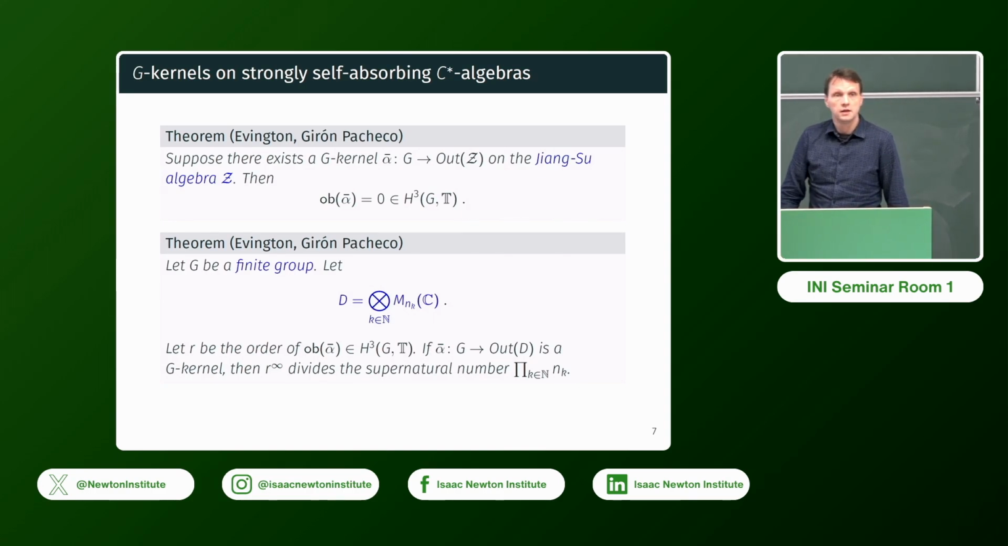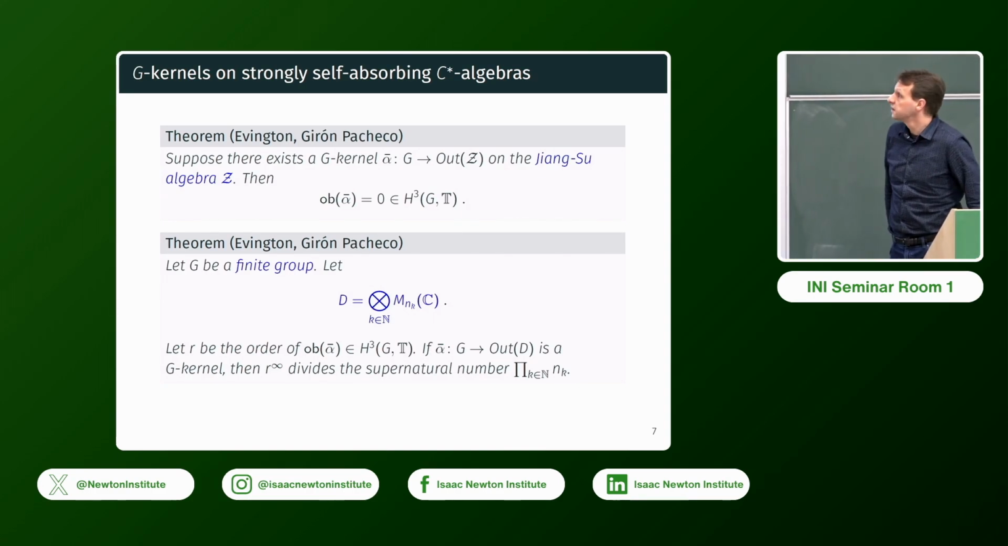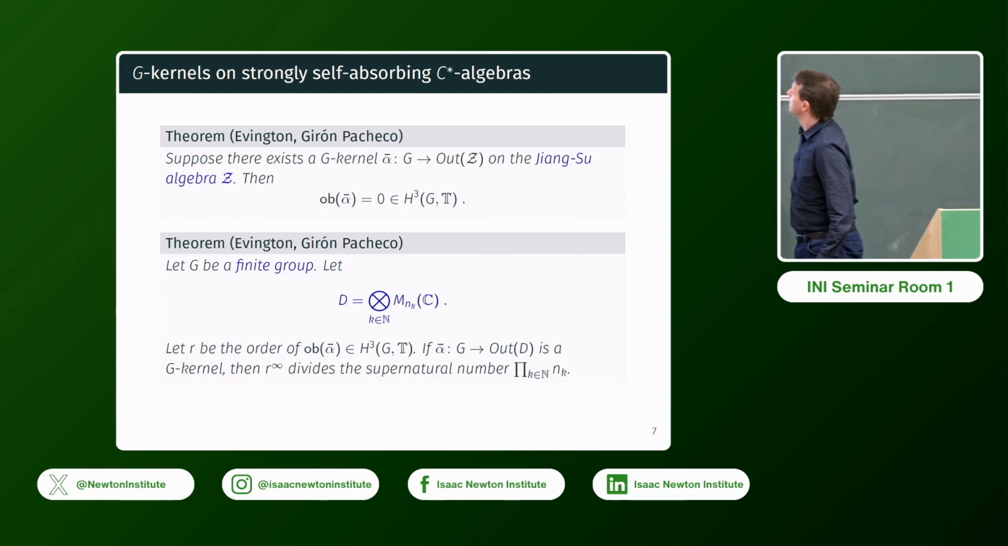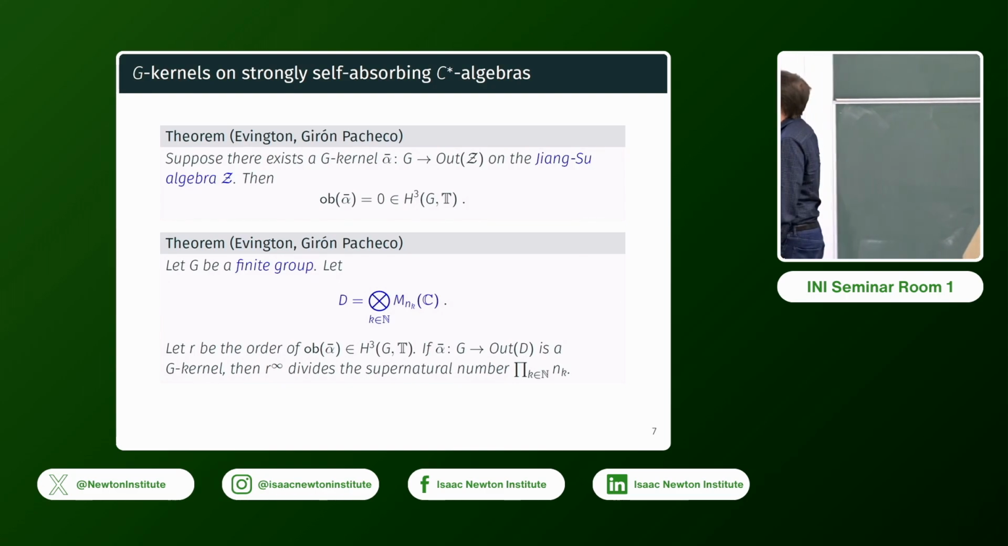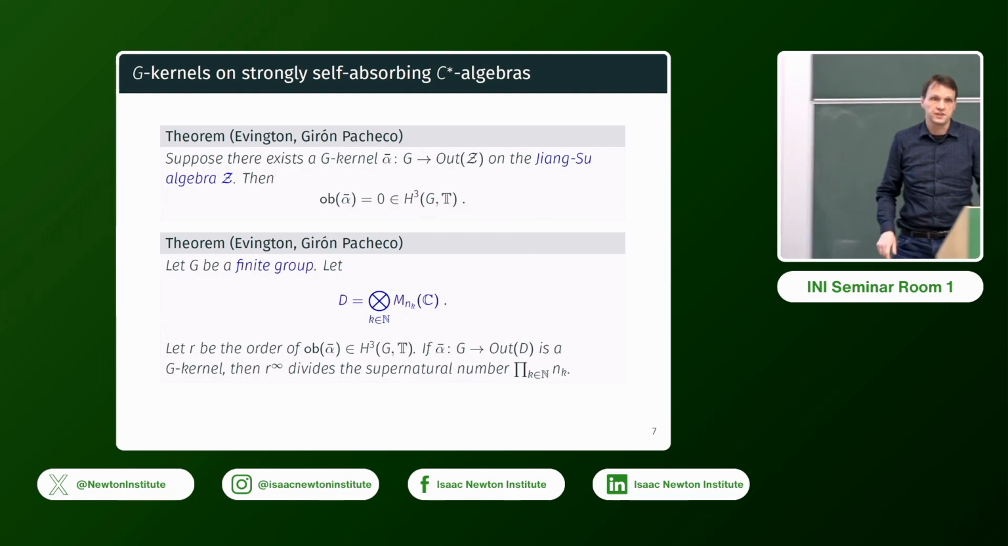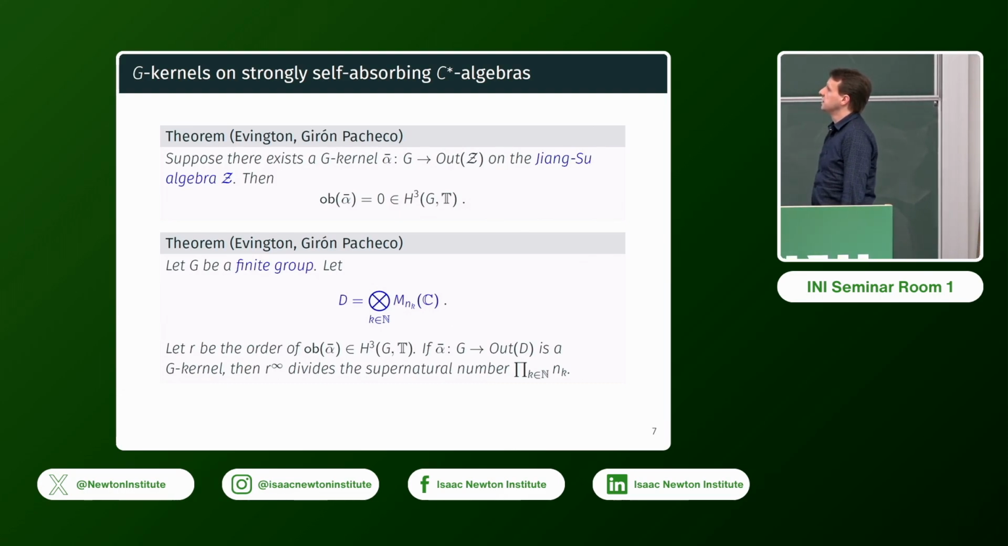So for the Jiang-Su algebras, it's for finite groups? Sorry? The first theorem is for finite groups? I think this was for all groups. This was quite general. The second one is for finite groups. Yeah, I should have said it.